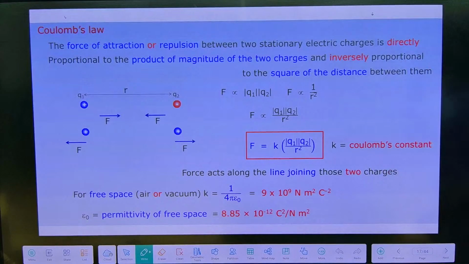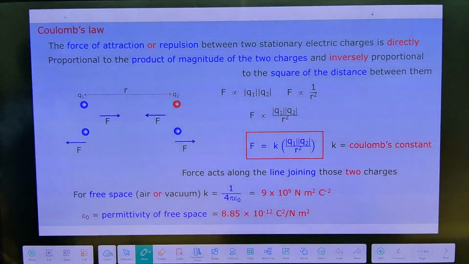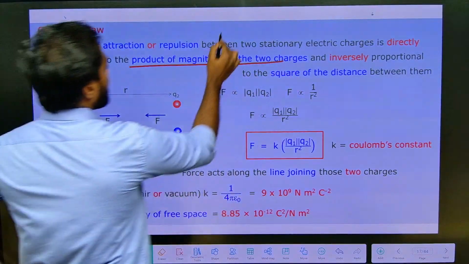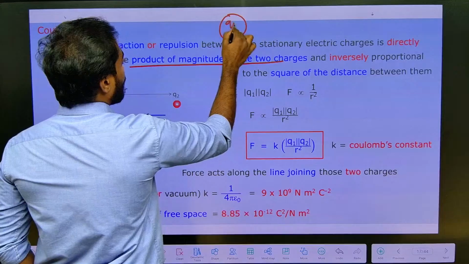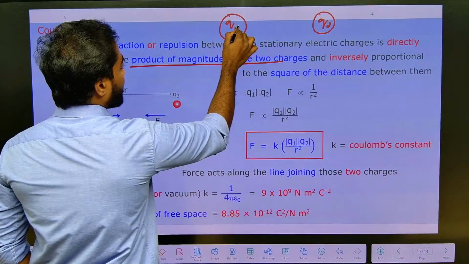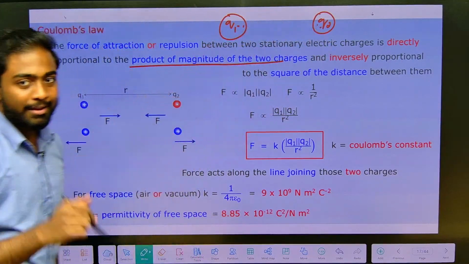So next is Coulomb's law. It states that the force of attraction or repulsion between two stationary electric charges is directly proportional to the product of the magnitudes of the two charges, and inversely proportional to the square of the distance. When I talk about charge Q1 and charge Q2, whatever force is exerted by Q1 on Q2 or Q2 on Q1 will always be equal.